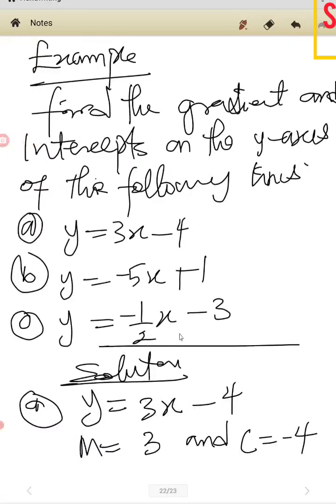This is a classwork. You send it to me in the comment sections. So you tell me the gradient and the intercept.